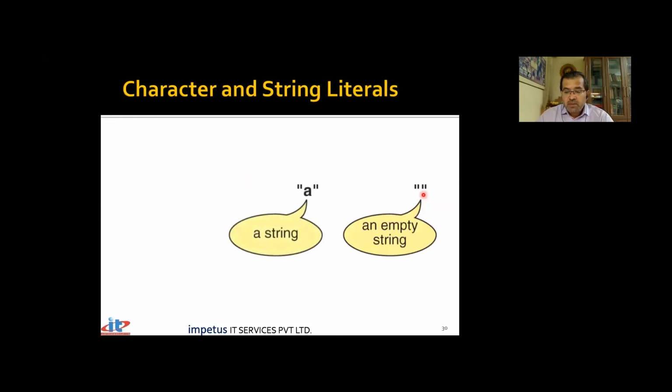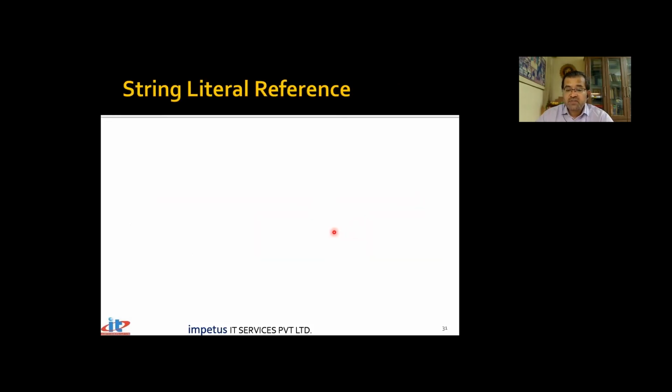If I take double quotes, that's an empty string. If I say A in double quotes, that's still a string, but how will it get stored? A and backslash 0. How will the empty one get stored? Only backslash 0. And if I write A in single quotes, that's just a single character. So while this is a character initialized with single quotes, if I initialize the same with double quotes, it becomes a string. And if I use only double quotes, then also it's an empty string which contains backslash 0.